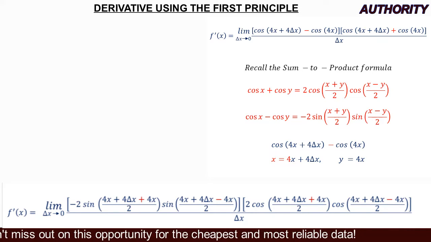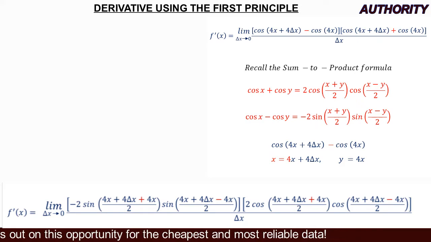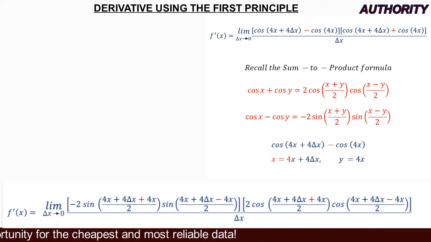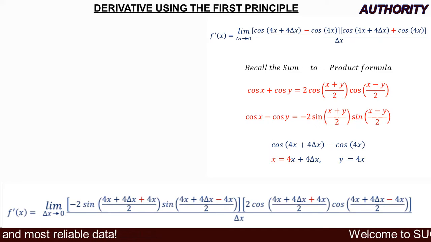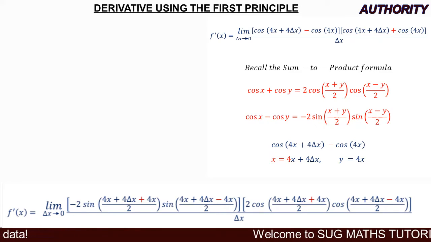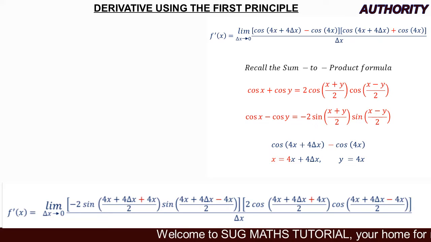So now look at this. It's beautifully written this way. We have f prime of x is equal to the limit as change in x approaches 0 of minus 2 sine of ((4x plus 4 change in x plus 4x) all over 2) multiplied by sine of ((4x plus 4 change in x minus 4x) all over 2) in bracket. This is for the first part. Multiply by the second part: 2 cos of ((4x plus 4 change in x plus 4x) all over 2) multiplied by cos of ((4x plus 4 change in x minus 4x) all over 2).